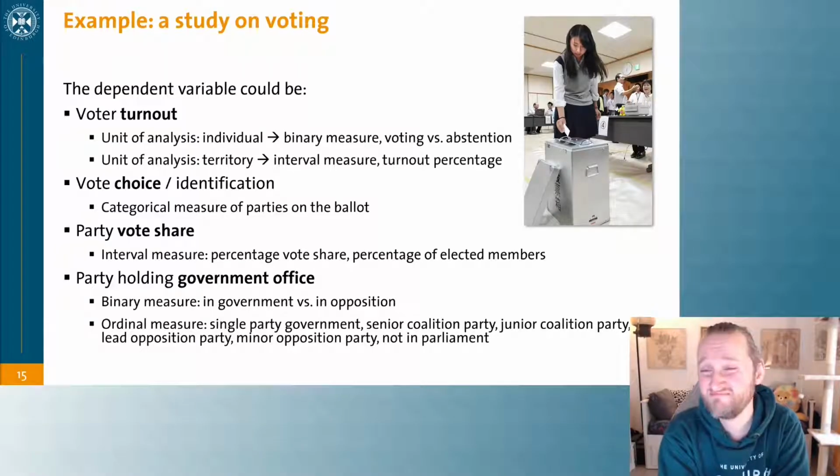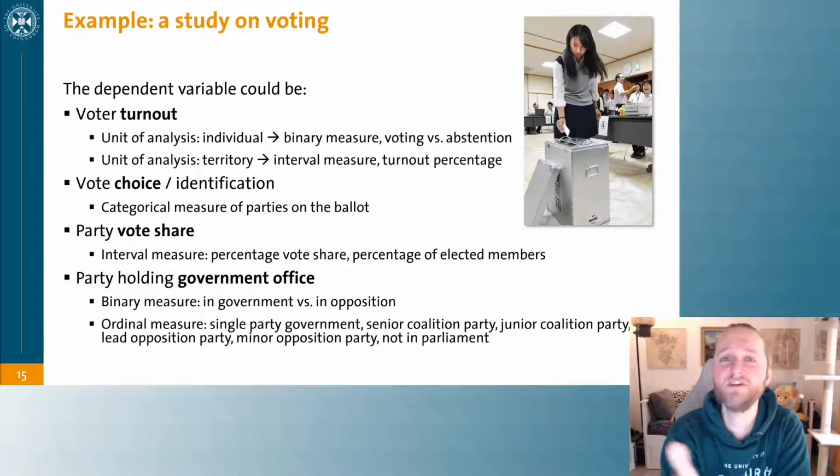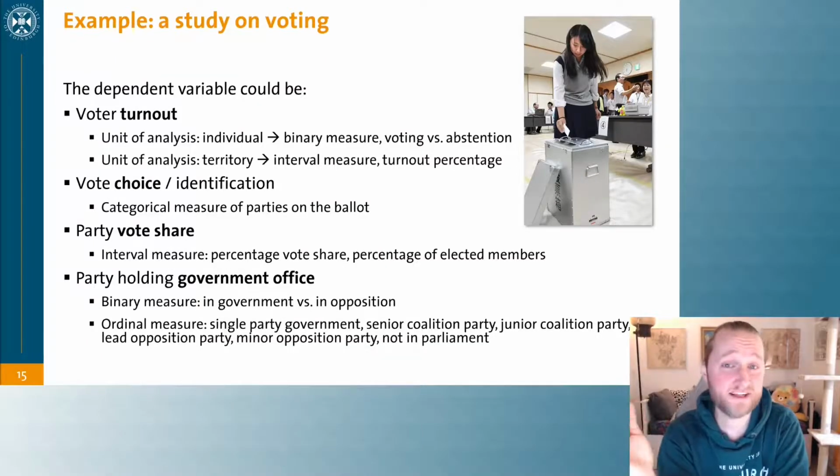Vote choice is probably the first thing you were thinking of. Why are people voting a certain way? Why are people voting for specific parties? So in this case, we are looking at a categorical measure for our dependent variable in terms of which of the parties on the ballot people are actually voting for. Or maybe they are even trying to vote for something that's not on the ballot, with write-in candidates and similar things.